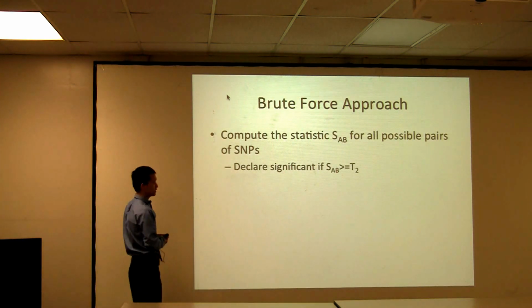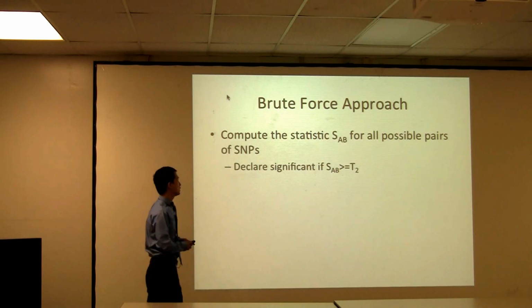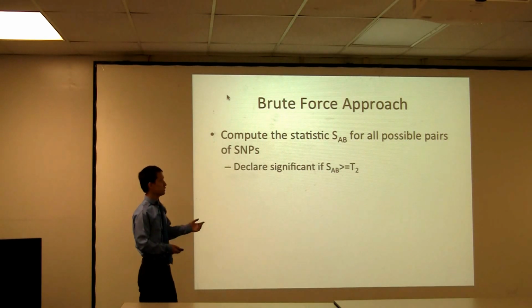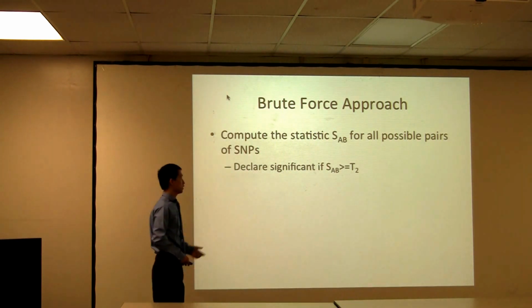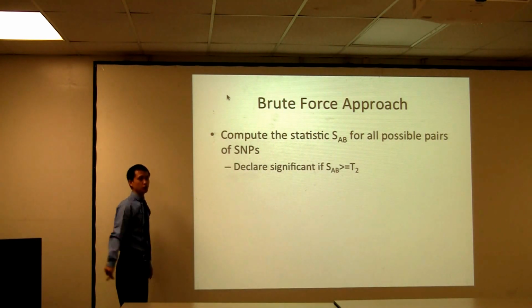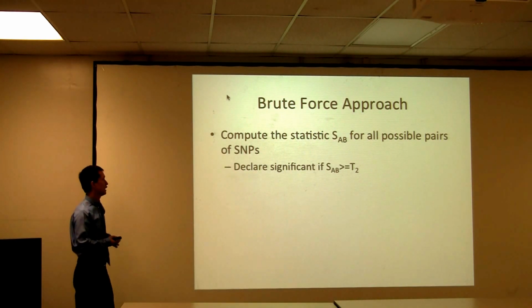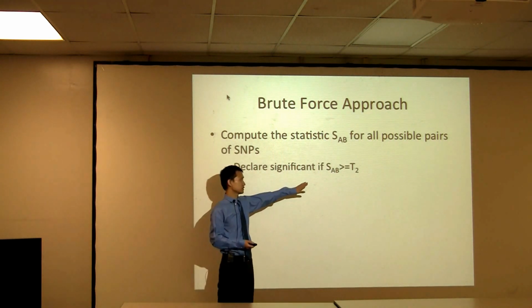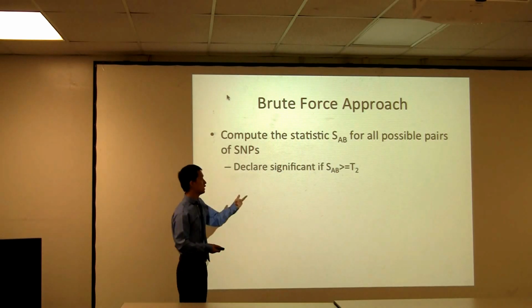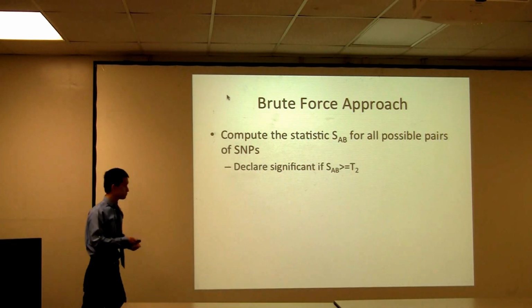In this pairwise association test, we have to compute the test statistic, which is denoted as SAB, for all possible pairs of SNPs, which is the brute force approach. And we declare the SNP pair to be significant if the test statistic SAB is greater than the threshold T2.